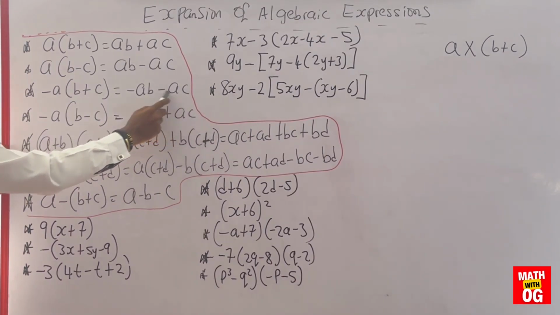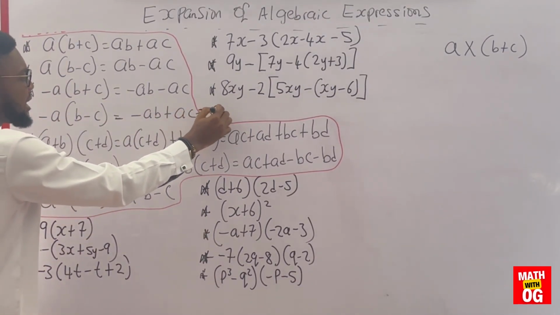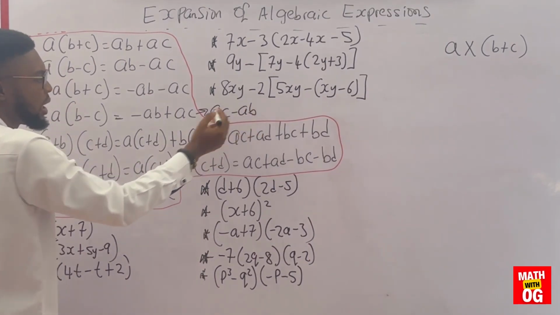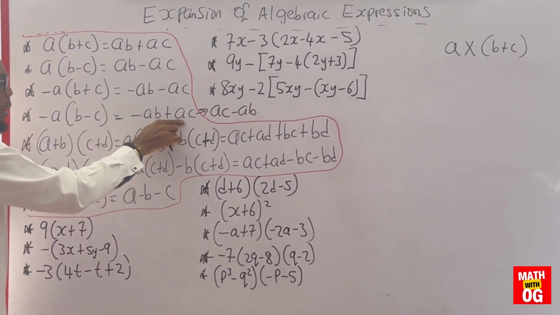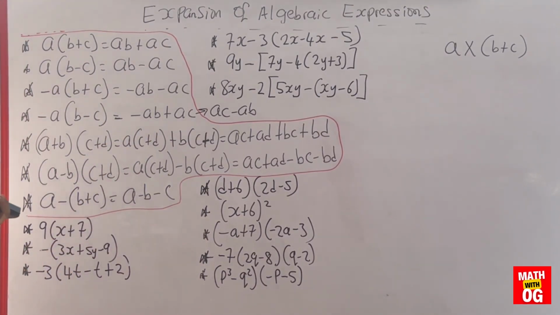So I can write this guy here as AC minus AB. I have not changed anything. I just took my positive AC first and my negative AB next. Now, what about cases where you have more than one term? You can have three terms multiplying three terms, two terms multiplying three terms, as the case may be.